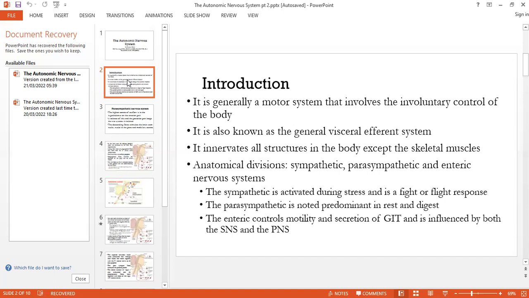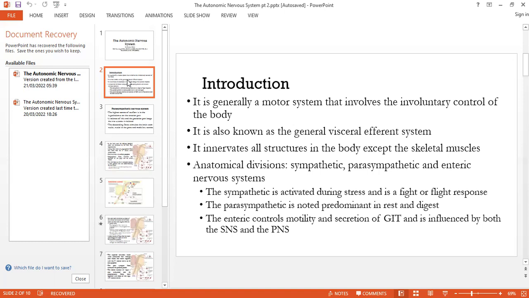Sometimes even people talk about the enteric nervous system as being part of the parasympathetic. The enteric controls motility and secretion of the GIT, and is influenced by both the somatic nervous system and the peripheral nervous system. Okay, so when you hear the word motility, as you know, the GIT contains smooth muscles, which are circular and longitudinal muscles. These muscles are able to cause the movement of food particles, or the bolus, from the mouth up to the anus.